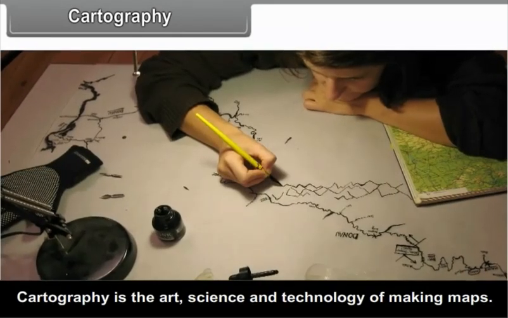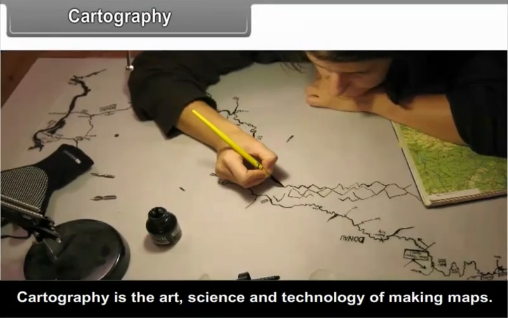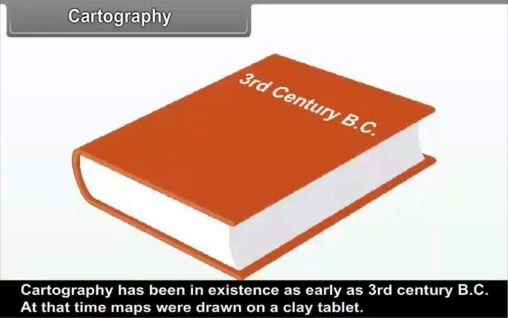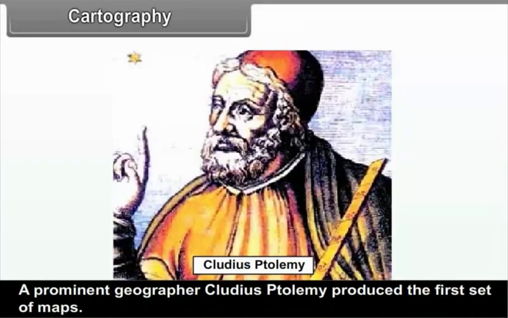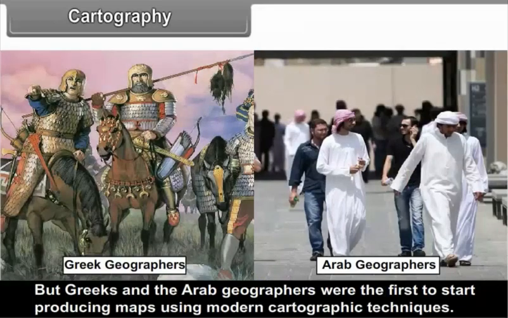(9.1) Cartography. Cartography is the art, science and technology of making maps. Cartography has been in existence as early as the 3rd century BC. At that time, maps were drawn on clay tablets. A prominent geographer, Claudius Ptolemy, produced the first set of maps. But Greeks and the Arab geographers were the first to start producing maps using modern cartographic techniques.